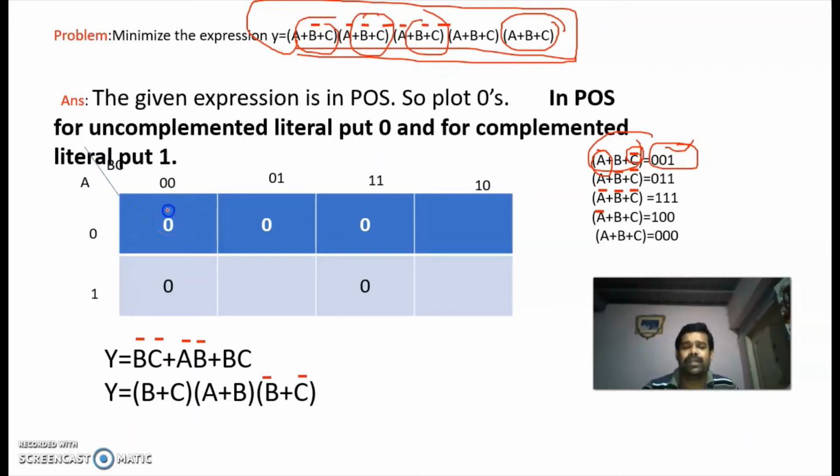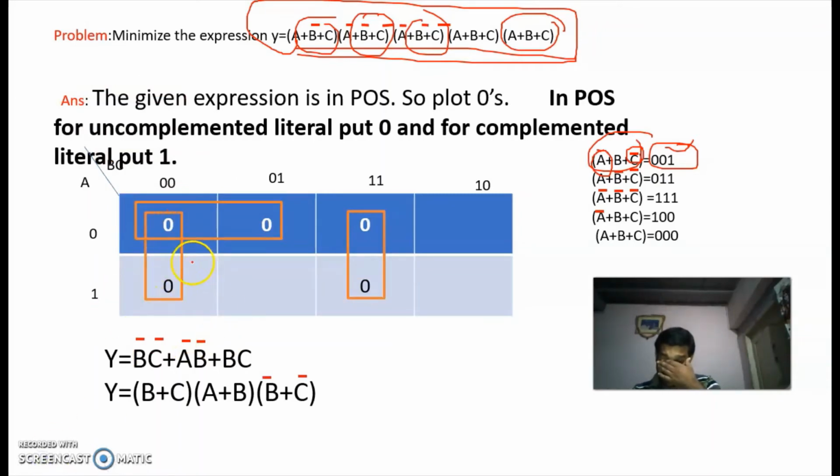These two zeros, we are going for grouping. First grouping is we are grouping these two zeros, then we are grouping these two zeros, and next we are grouping these two zeros. It is better to write the expression first in SOP, then convert it to POS.